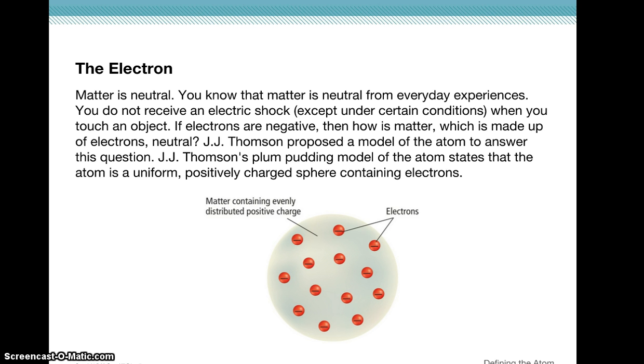So Thomson proposed a model that helped answer this question. He called it the plum pudding model. And he said that an atom is a uniform positively charged sphere containing electrons. And you can see this is the plum pudding model. So he thought, here's an atom, it's this big lump of positively charged material, and the little electrons are stuck in the surface, kind of like raisins in plum pudding. That's why he called it that.